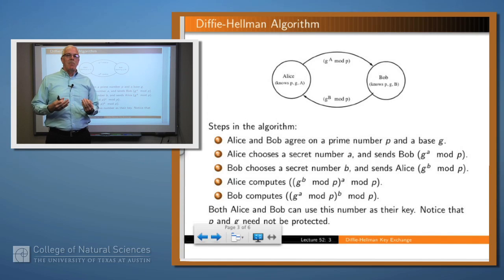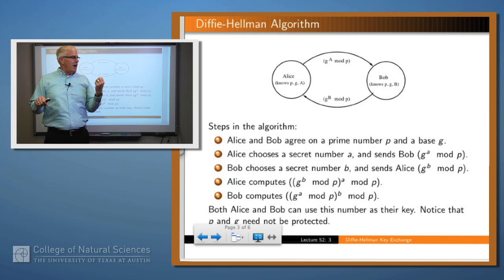Okay, so they came up with a really clever algorithm for doing this. So suppose we have Alice and Bob, A and B here, and they're trying to agree on a value that the eavesdropper, Eve over here, can't get. Okay, so what they do is they agree on a prime number P and a base G, and they can publish these and disseminate them, send them back and forth. And then Alice and Bob both choose a secret number which they don't disclose. So A is known only to Alice and B is known only to Bob.